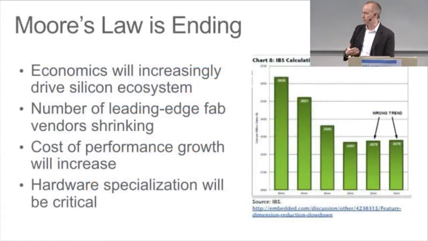And then, of course, at that point, you don't get more transistors per device for each generation. So you have to start doing something different with the existing transistors. And so the bet that we're taking is specialization, at least in the cloud.